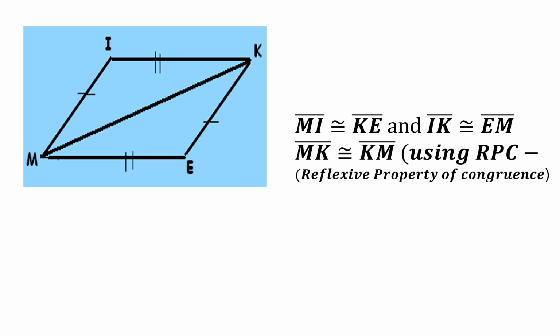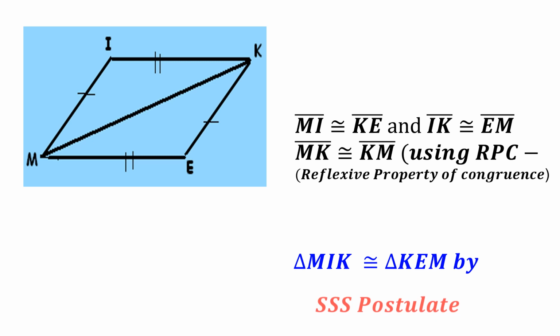Number 1. Side MI is congruent to side KE, and side IK is congruent to side EM. Based on the illustration, we can say that side MK is congruent to side KM. It's the application of reflexive property of congruence. Therefore, the two triangles are congruent. So, our congruence statement will be triangle MIK is congruent to triangle KEM by SSS postulate.